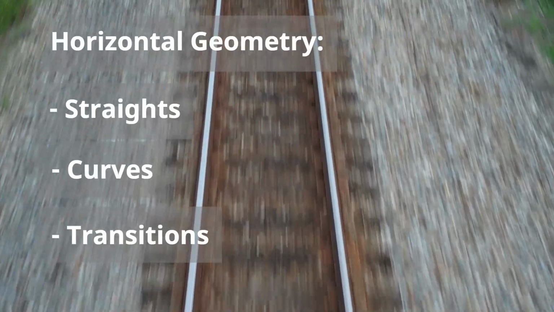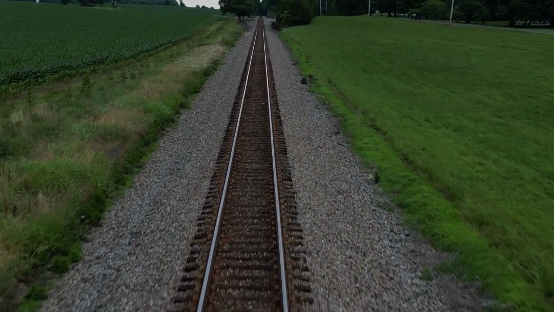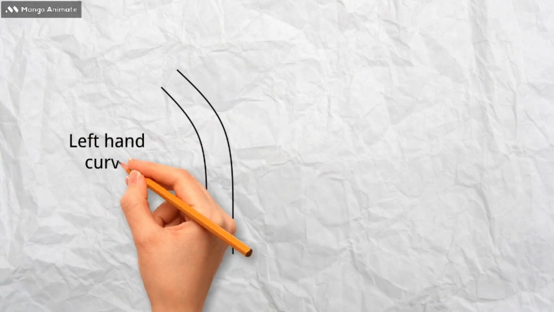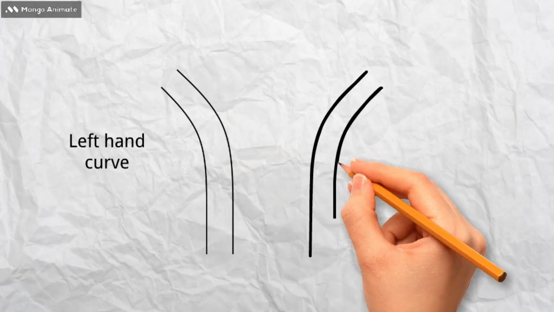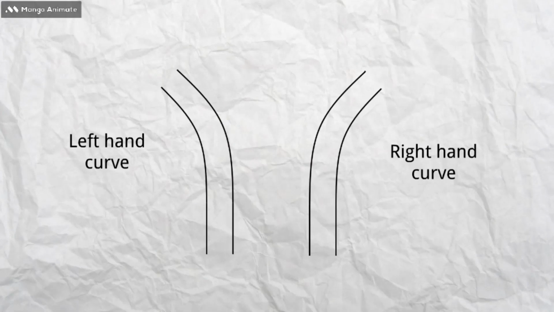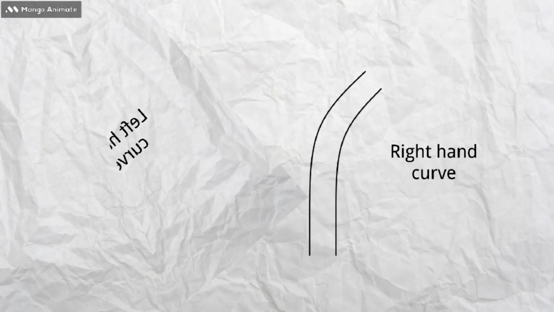Horizontal geometry in its most basic form is a combination of straights, curves, and transitions between the two. A curve is handed to describe its direction of travel. For example, a curve that goes around to the left will be a left-handed curve. It may also be described as its flexure, but this term is normally used when describing junction layouts.